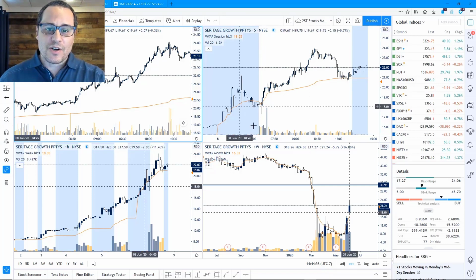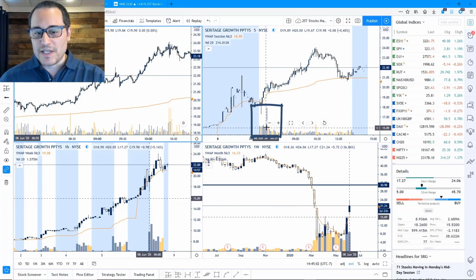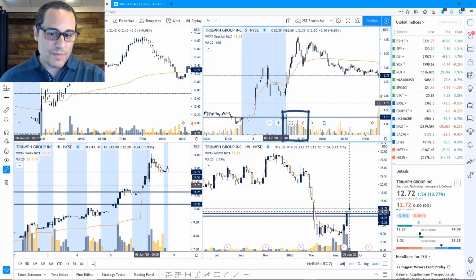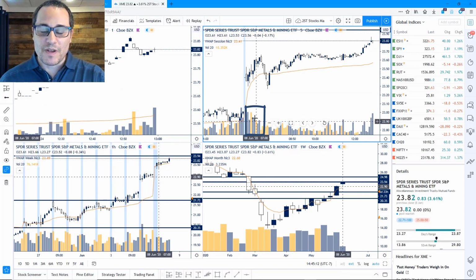And you can even see it in the charts here. This is a 5-minute chart on SRG. Look at where the biggest amount of volume is here. You can see it. This is in the open. TGI, same thing. This is in the open. The blue is pre-market. This is the open. And XME, same thing. Here's the blue. This is where the largest amount of volume is traded.